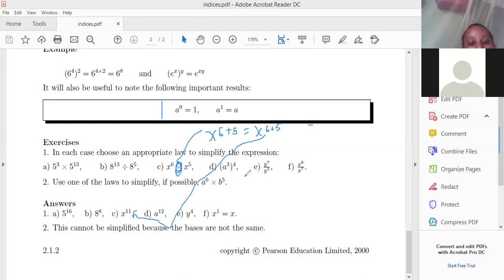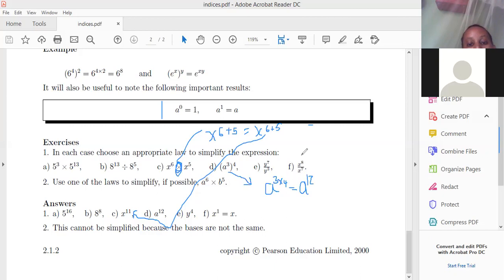Okay. How about when we are combining the powers? We have said maintain the same base. For example, number D here, a to the power of 3 to the power of 4, we just multiply those indices. So 3 times 4, and that will definitely give us the same base a raised to the power of 12.